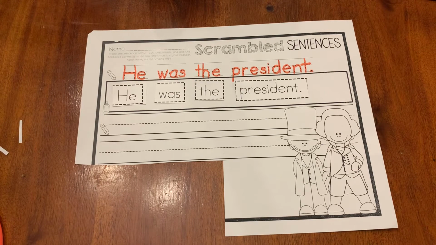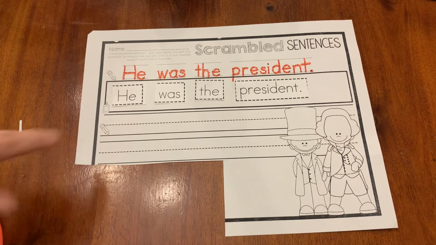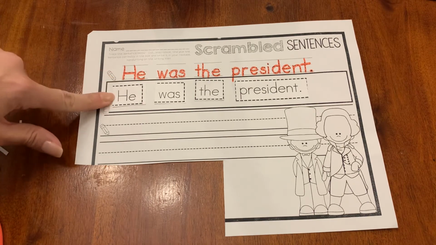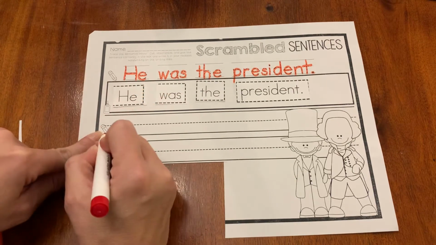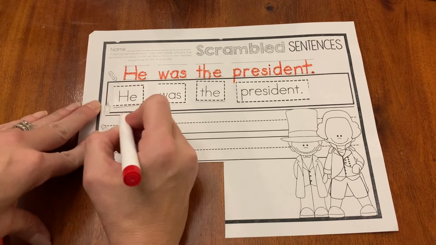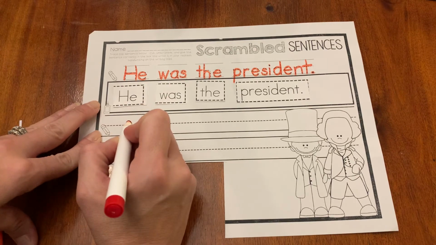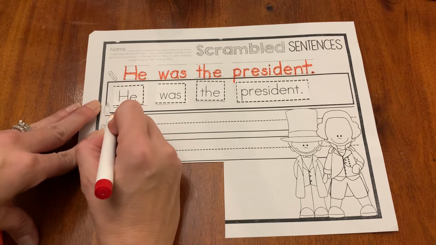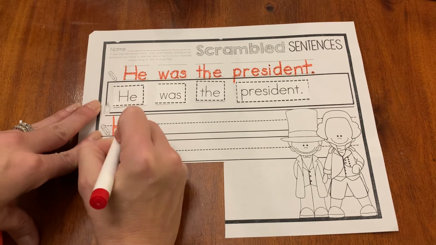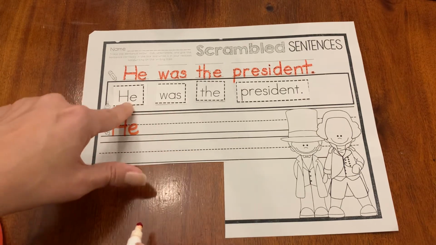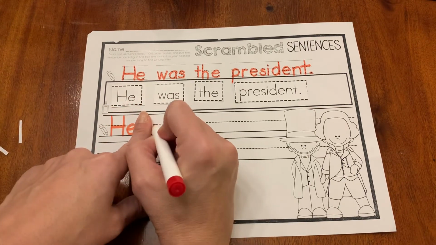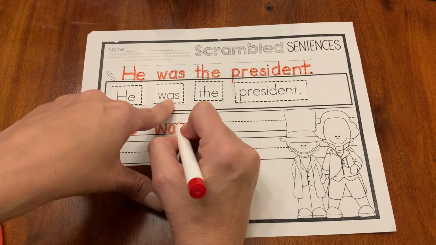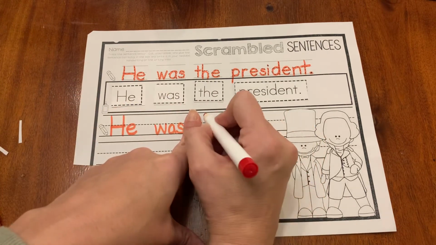Okay, my last step is to write it. You see the pencil here says you need to write it here. So I'm going to start with a capital H for he. I'm going to start all the way over here by the pencil. You can pause the video at any time. If you're ready to move on, I'm going to start writing, okay? Capital H, he. Then I need a space. Was. I'm just copying from here. W, A, S. Finger space.